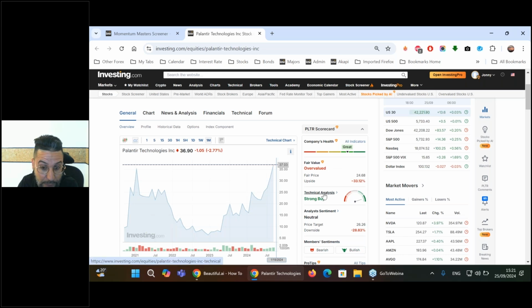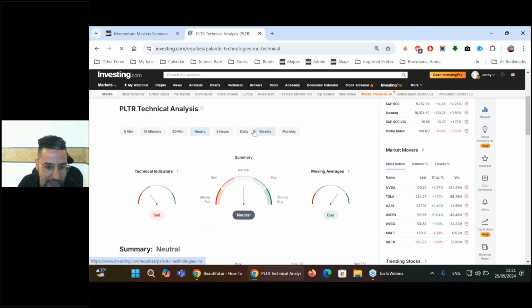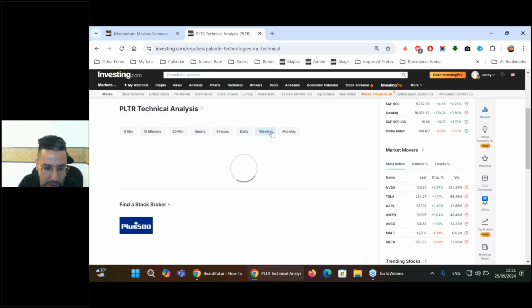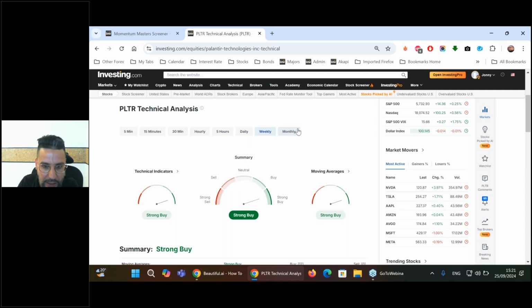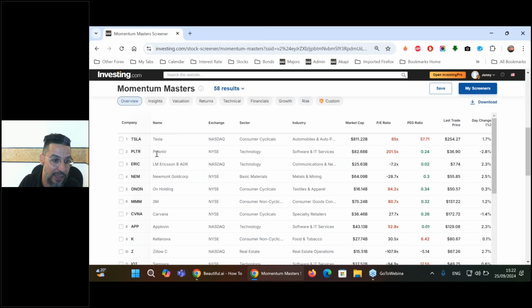And just for example, according to the technical analysis, technical sentiment on the daily is showing a strong buy, on the weekly is showing a strong buy, and on the monthly is showing a strong buy. Of course, there's still about a week left in the month, so we'll get a strong monthly candle from Palantir.